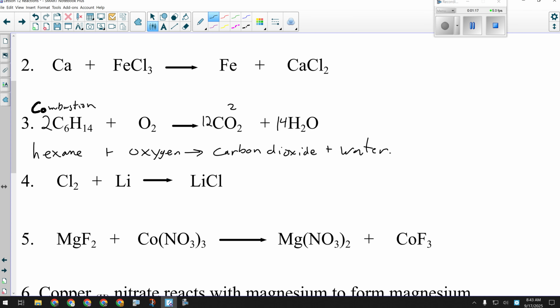12 times 2 is 24 oxygens in the carbon dioxide, plus 14 times 1 is 14. That should give me a total of 38 oxygens in the products. So I need 38 oxygens in the reactants. 19 times 2 is 38. Okay, everybody with me there?